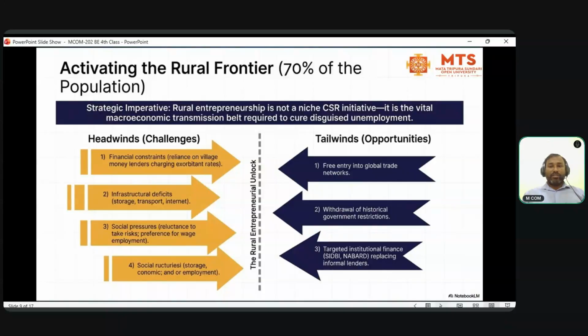Tailwinds, opportunities: free entry into global trade networks, withdrawal of historical government restrictions, targeted institutional finance like NABARD, replacing informal lenders. Okay, so this is the rural entrepreneurial unlock, the rural frontier.